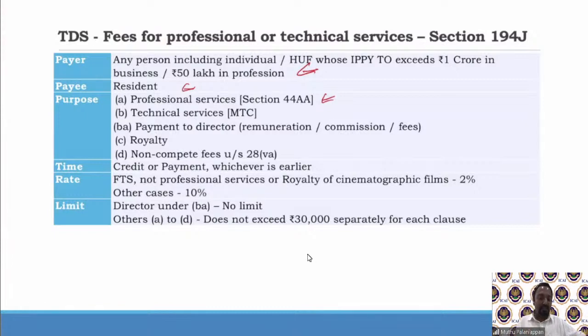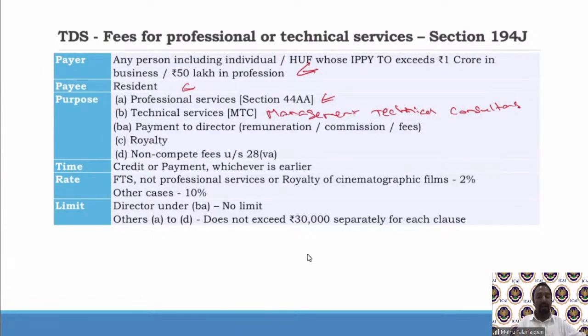Then you have technical services. Technical services refers to management, technical, and consultancy. Okay, so this is called MTC. So MTC is the technical services. Then the next one, BA, is called payment to directors. It includes remuneration, commission, fees, etc.